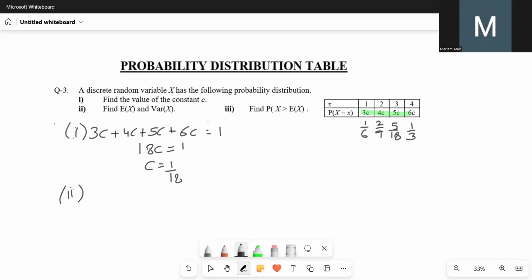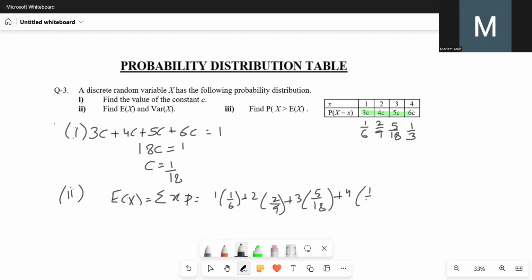I'm just confirming that this sum should be 1. That would mean that I have not made a mistake. Yes, it is. Okay. So now in part 2, we first have to find the expected value. The formula for that is summation xp. So 1 times 1 by 6 plus 2 times 2 by 9 plus 3 times 5 by 18 plus 4 times 1 by 3. And that gives us 25 by 9, and preferably write this as a mixed number, 2 whole 7 by 9.